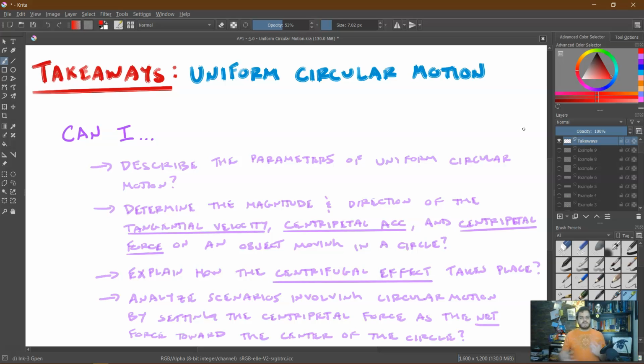Can we explain how the centrifugal effect takes place? Why is it that we feel pushed outwards when really the force is towards the center? And can we analyze scenarios involving circular motion by setting the centripetal force as the net force towards the center of the circle? And keeping in mind that it shouldn't change if we're in uniform circular motion, by using that we can figure out, okay, what are some other things we might want to know?